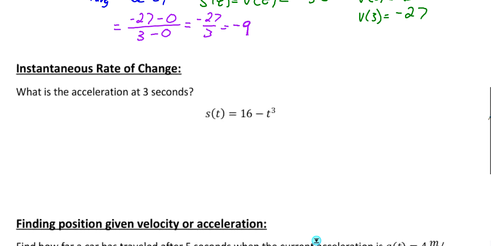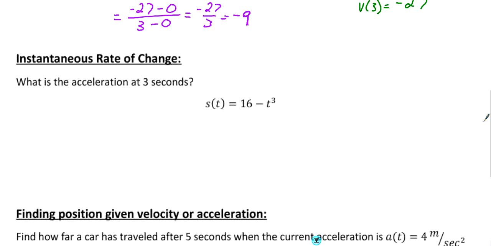What if it's an instantaneous rate of change? Instantaneous rate of change means at one point. Okay? So I don't want to know the average acceleration from 0 to 3 seconds. I want to know what is the acceleration at 3 seconds, which means I need the acceleration equation, which means starting with position, I have to find acceleration. So we have to take the derivative of this twice.